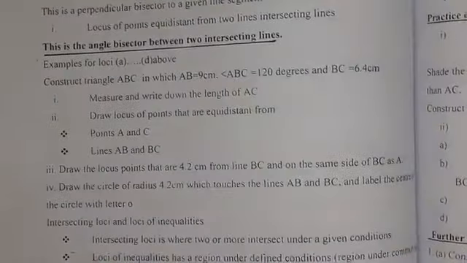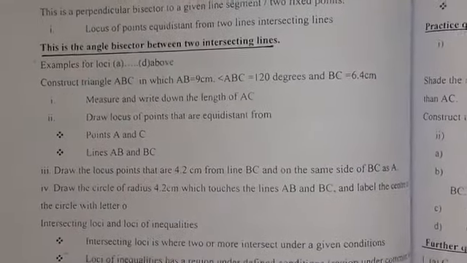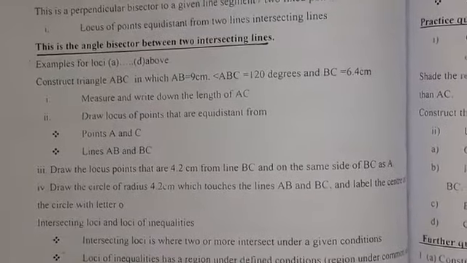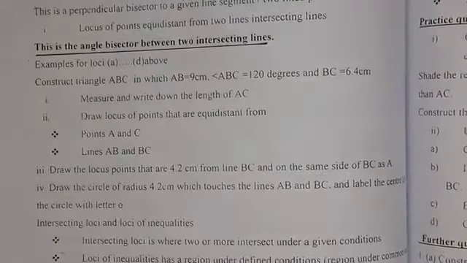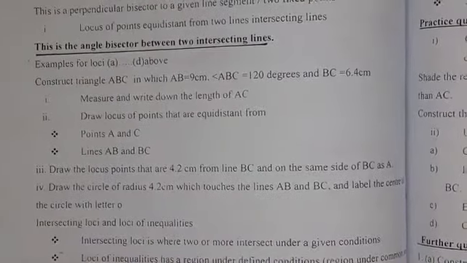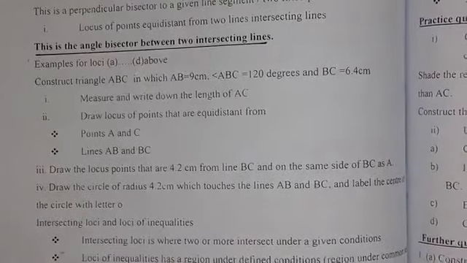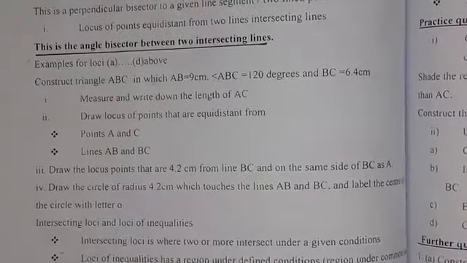Construct triangle ABC in which AB is 9 centimeters, angle ABC is 120 degrees and BC is 6.4 centimeters. So basically, number one, we construct the triangle. I'll make us assume that we are constructing everything by the use of a ruler and a pair of compasses. So I have my tools. I believe you also have your tools ready.